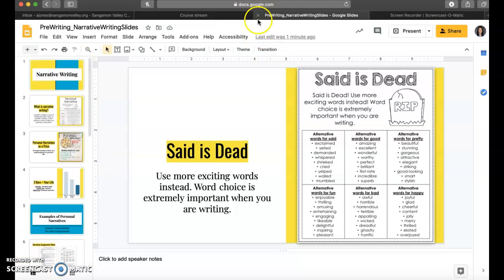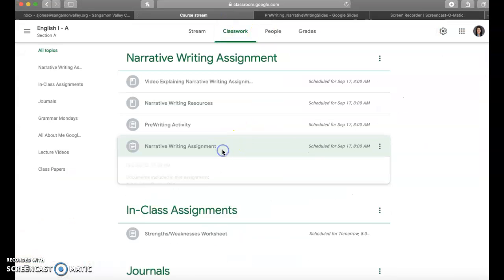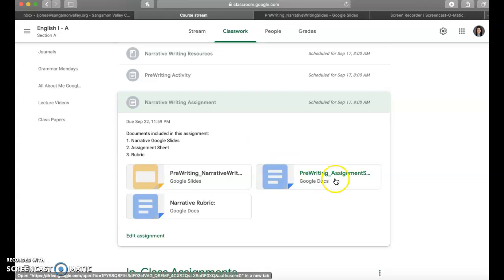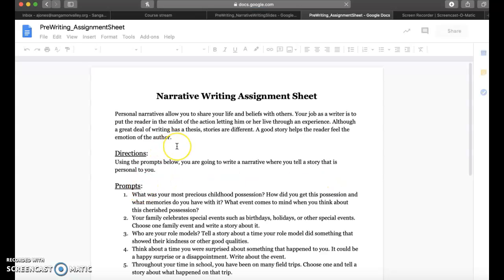Okay, so I'm going to go ahead and go back to our Google Classroom. And we're going to go ahead and take a look at the assignment sheet, and then we'll look at the rubric. So here's our assignment sheet.